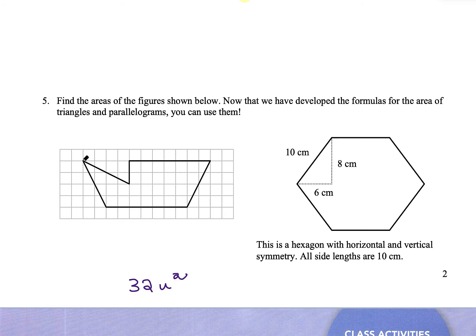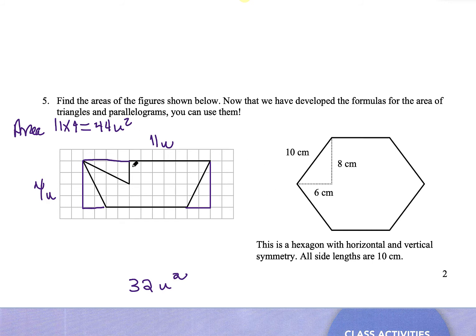Let's take and box this entire shape into a rectangle. So we know that its height is 4 units and its length is 11 units. So we know that the area of this entire rectangle is 11 times 4, or 44 square units. So 44 of those little squares.